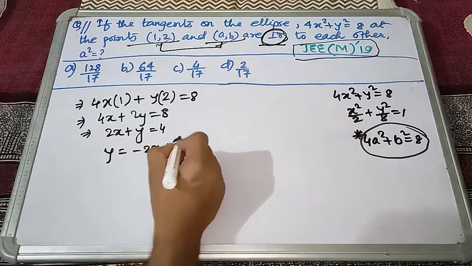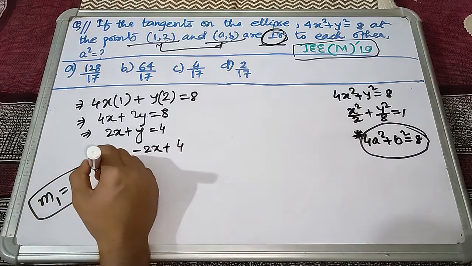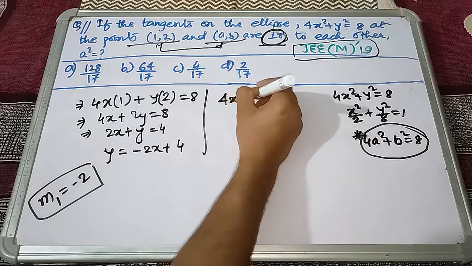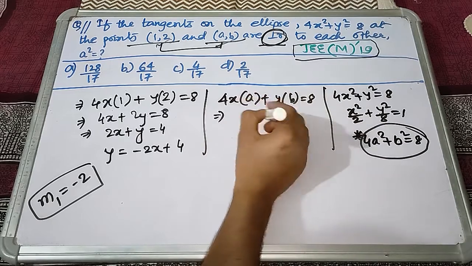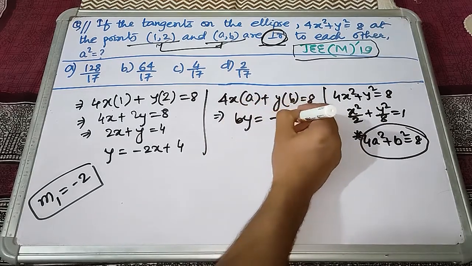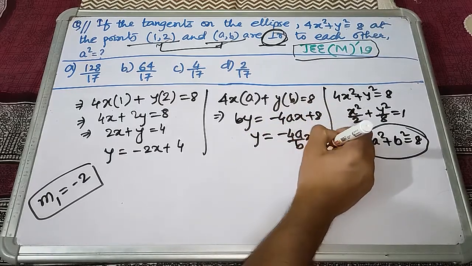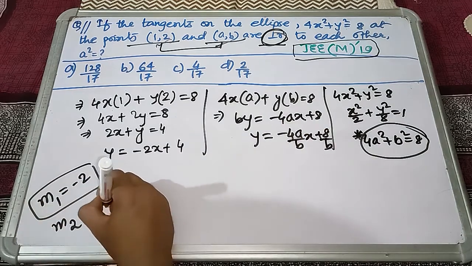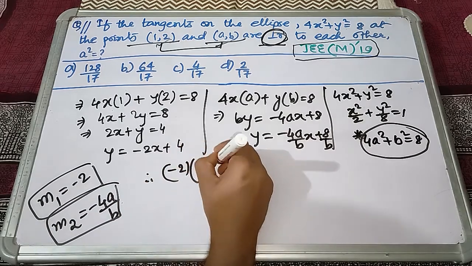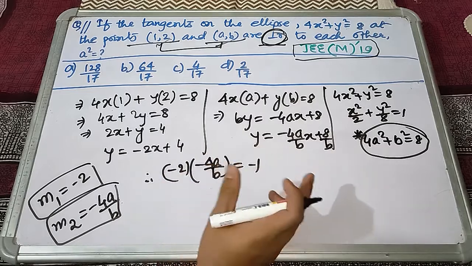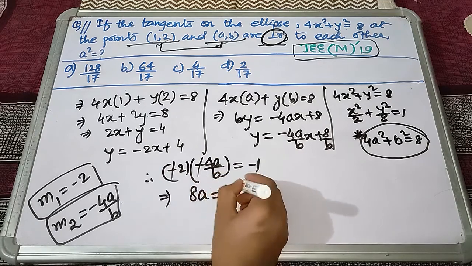y equals minus 2x plus 4. Therefore, slope m1 equals minus 2. The other tangent: 4x into a plus y into b equals 8. Therefore, by equals minus 4ax plus 8, y equals minus 4a by b, x plus 8 by b. m2 is clearly minus 4a by b. Therefore, minus 2 into minus 4a by b equals minus 1, as the product of the slopes should be minus 1 because the lines are perpendicular. So 8a equals minus b.